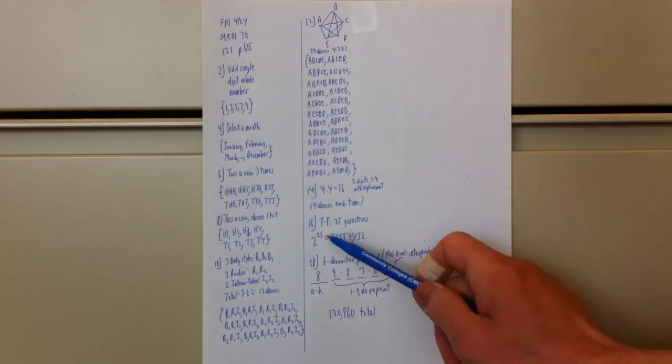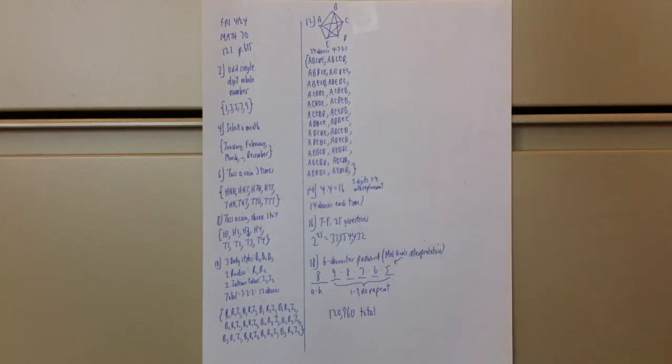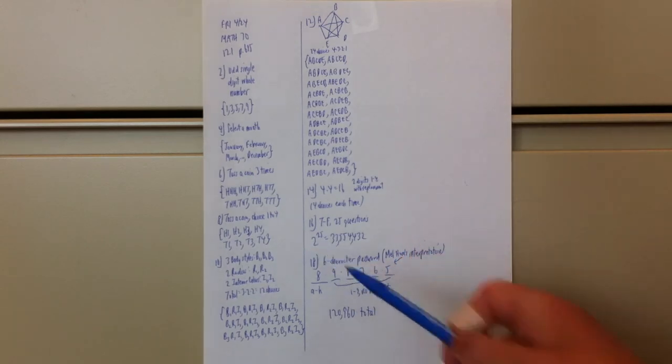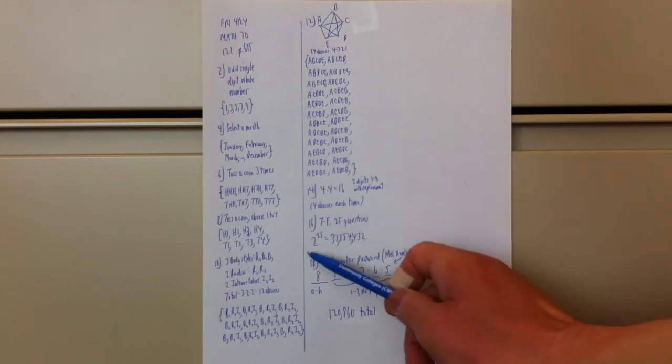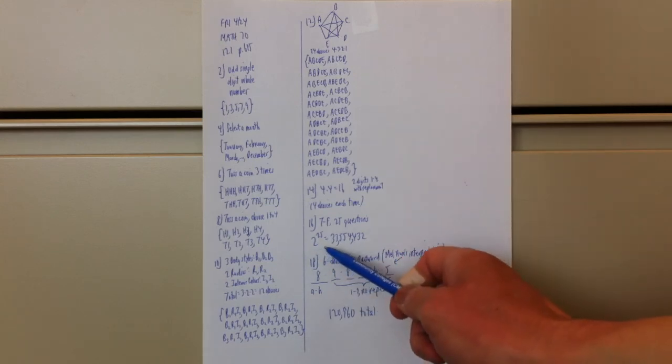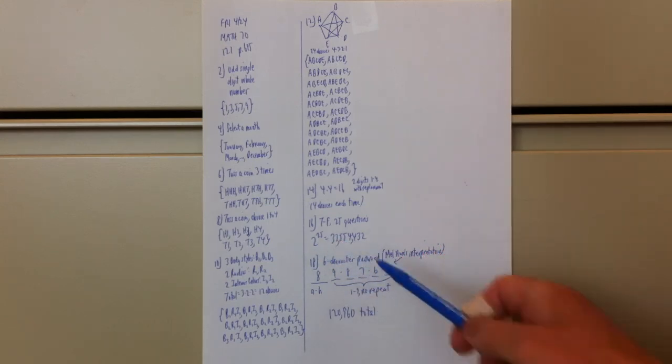Number 16, you're given a true-false test and you have 25 questions. How many different ways can you answer the test? Well, it's simply 2 to the 25th power. We talked about something like that before. So the first question, you can pick either true or false, 2 choices. Second question, again, either true or false, 2 choices. All the way down to the 25th, it's still true or false, so it's 2 to the 25th power. Punch it in your calculator, 33554432.